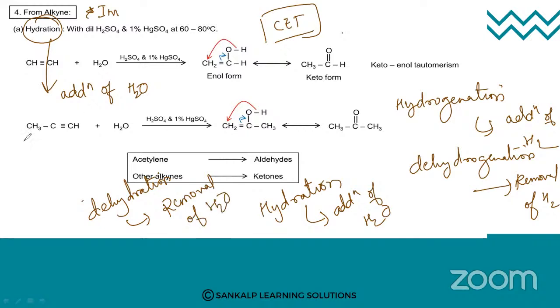So what we are going to do, we are going to take a triple bond alkyne. So this is acetylene. We treat it with water in the presence of H2SO4 and 1% HgSO4, that is mercuric sulfate. So what are we going to get? We are going to get an enol form. Enol means you have an alcohol and one double bond. So this is called the enol form.